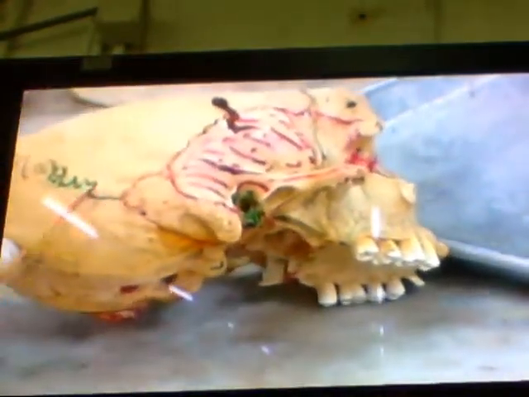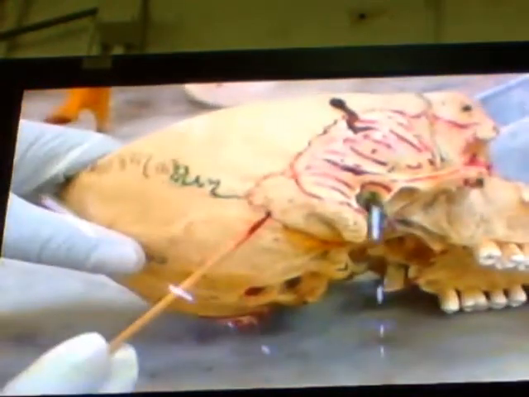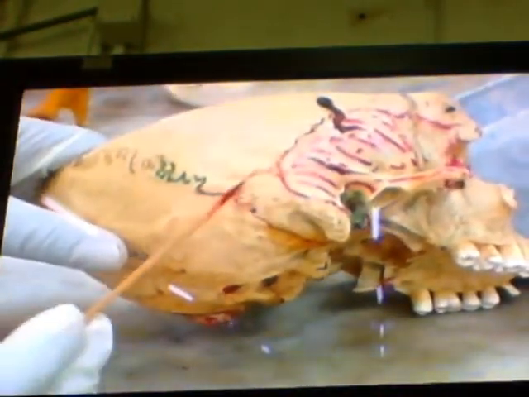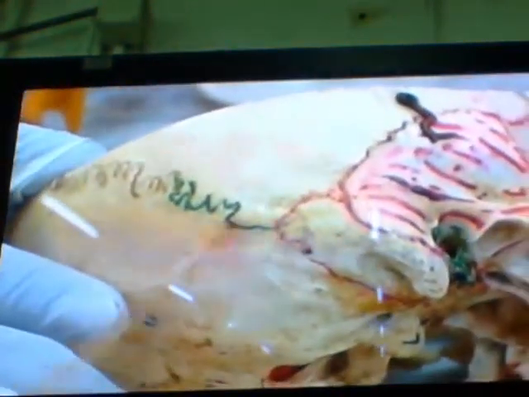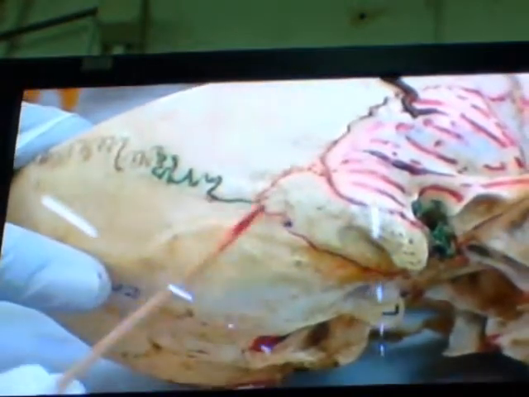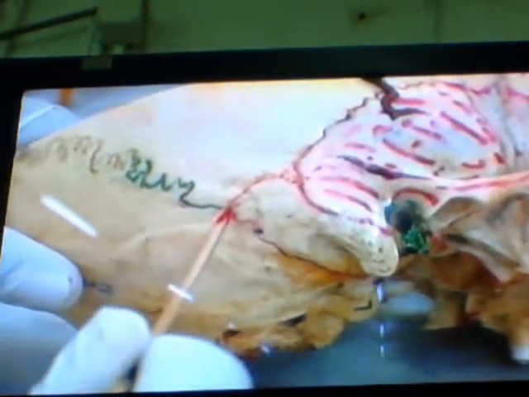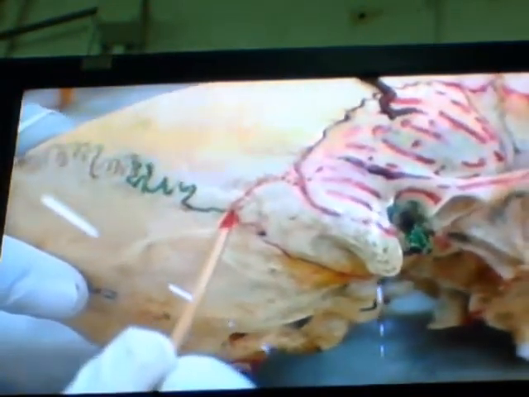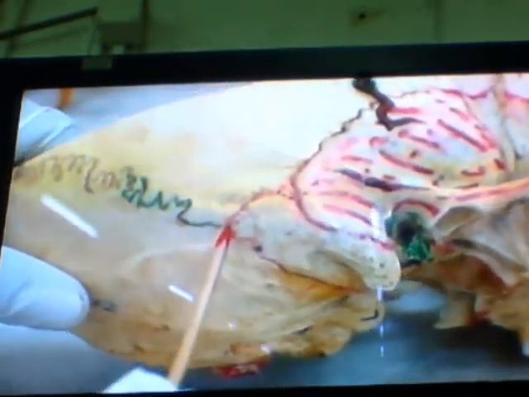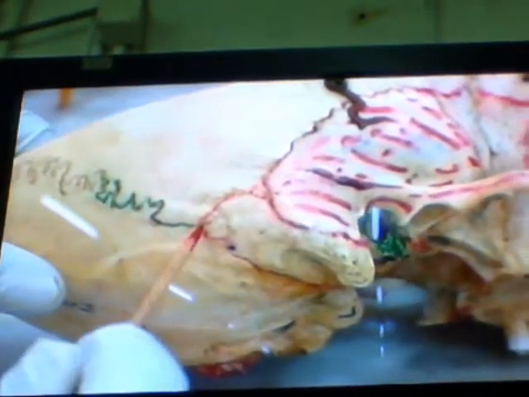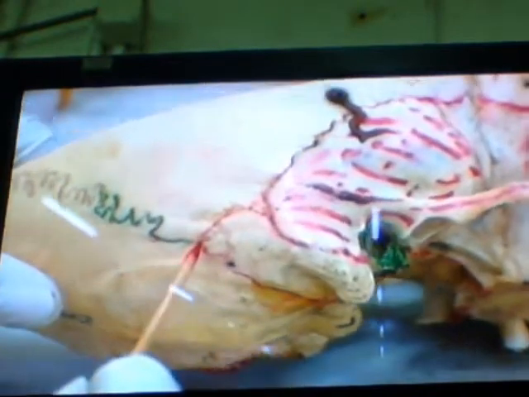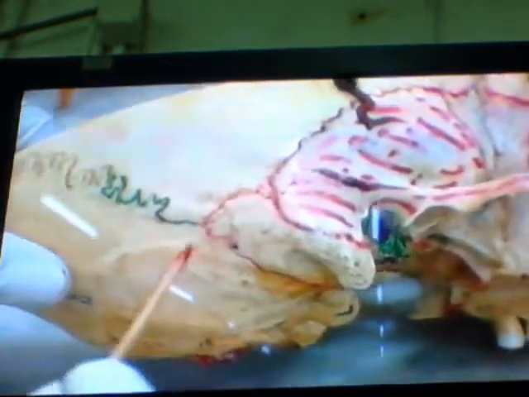Just in this vicinity here, what do we have? The asterion. Remember the asterion, like a star? And what if I bore a hole inside it? Where will it take me into? The lateral part of the transverse sinus. So you don't want to bore holes inside it. Huh? You're trying to drain blood. You'll get blood coming out, but you're only helping the patient.